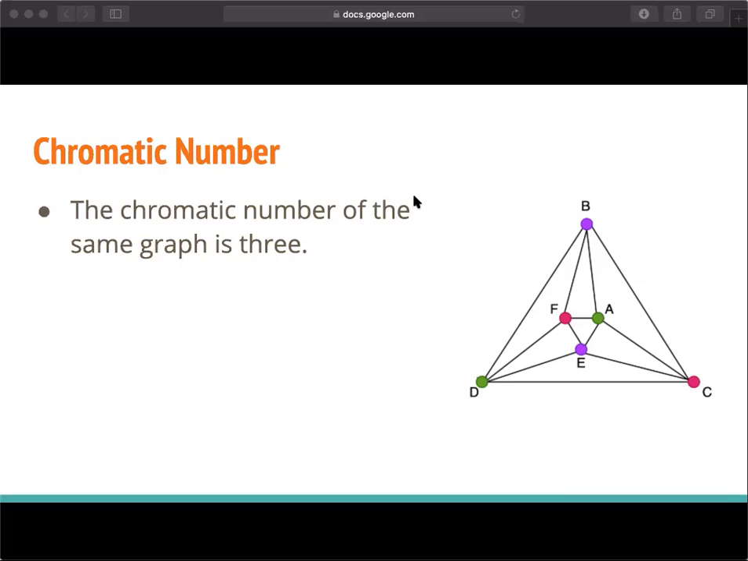Or in the case of D and A, in the other graph, they had to be different colors. But in this graph, they can be the same color. So by coloring this whole graph, this makes the chromatic number of the graph 3, which is half of the diagonal chromatic number from the same graph.